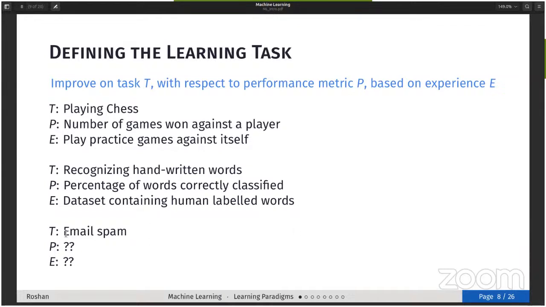So let's take the task of email spam classification. Okay. I want to know whether the email I'm getting is actually related to me or it's just a spam email. Okay. Can anyone define what will the performance metric be and what will be the experience? What's the performance metric? How do I know that machine learning model is actually good for me?